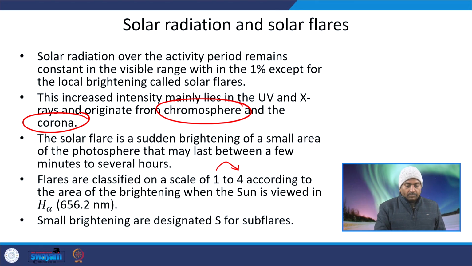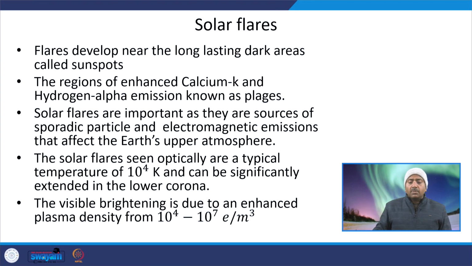Okay, fine. So solar flares develop near the long-lasting dark areas called sunspots. It is already very well established that sunspots are those regions around which the solar prominences evolve or are seen. Sunspots by definition are dark areas with lower temperature compared to the photosphere and larger magnetic fields. Okay, so the regions of enhanced calcium and hydrogen alpha emissions are also known as plages. So plages is one among the prominences seen on the sun.